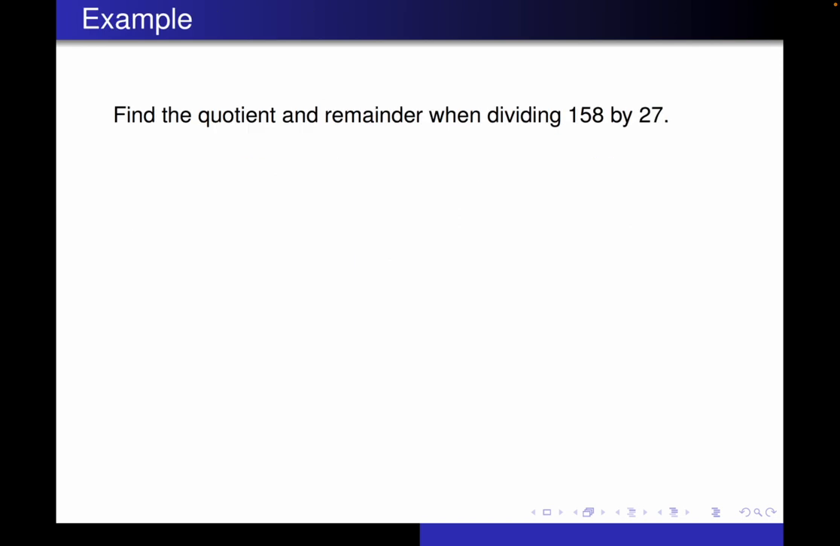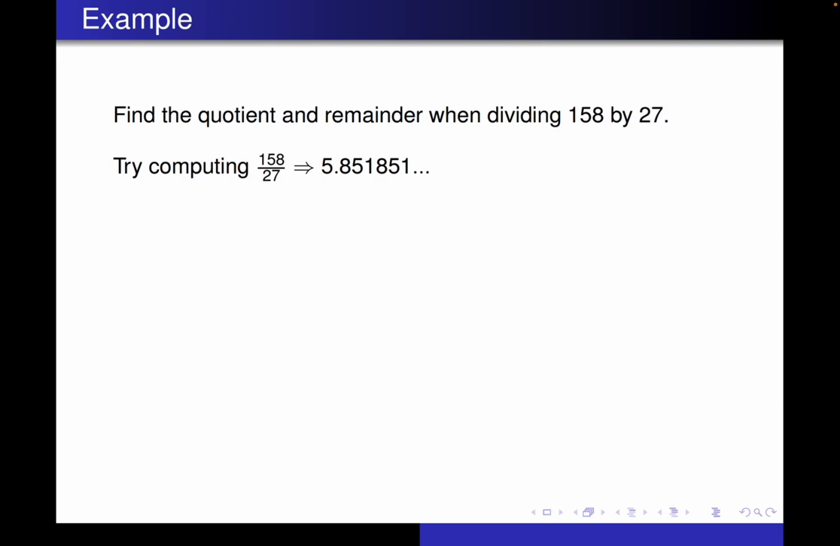So if we wanted to find the quotient and remainder, for instance, when we're dividing 158 by 27, remember we're dividing by 27, so our remainder should be at most 26. Let's see what happens. Well, it's kind of hard figuring out the right quotient. One of the tricky ways of doing it is if we just do the fraction, 158 over 27, just literally do the division and see what hashes out.